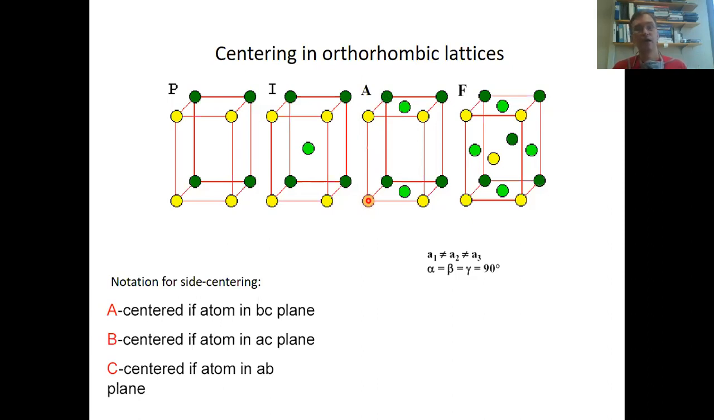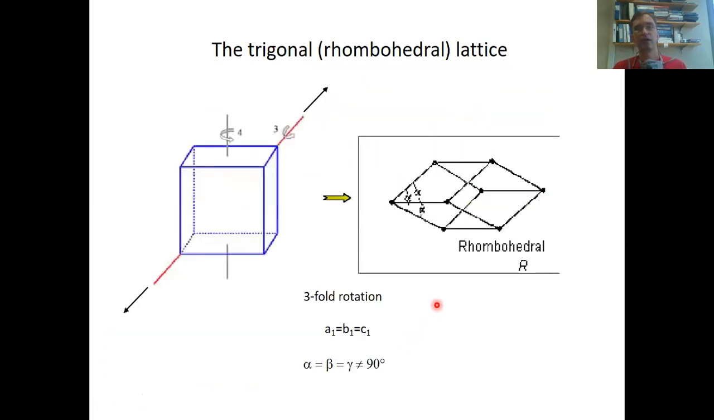It's just a question of definition. So when we have a B-centered unit cell, then we would basically center in the AC planes. When we have a C-centered case, then we would have centering in the AB plane. All right.